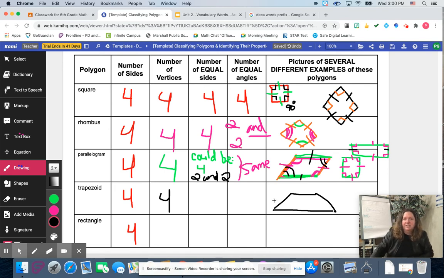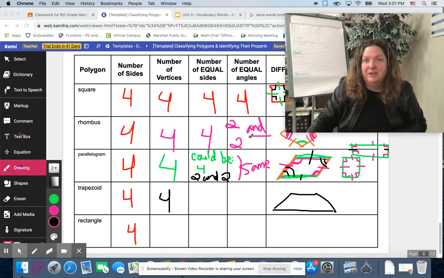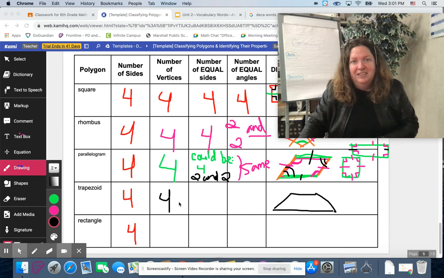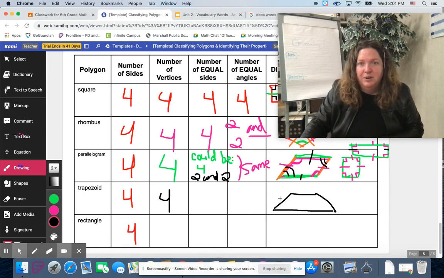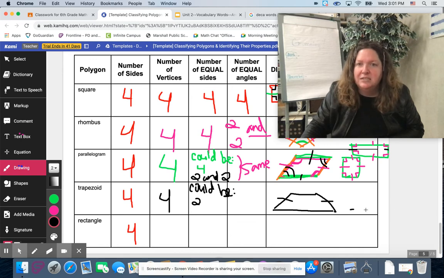Now, number of equal sides. Ooh, this is tricky. We got to draw a few different examples of a trapezoid to figure out what the answer is. So there's one. This one, you might notice when I made it this way, I made it regular. So those two are the same. So again, we're going to write could be because they're not all going to be the same. So we say it could be 2. That one has 2. That one and that one. What about a trapezoid like this?